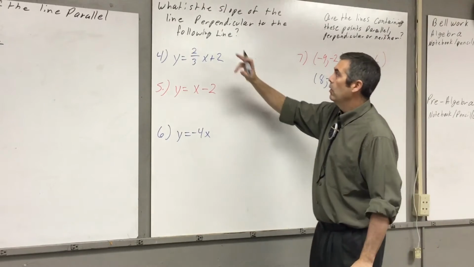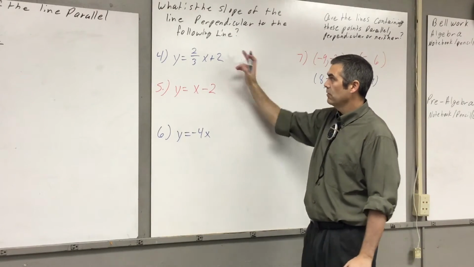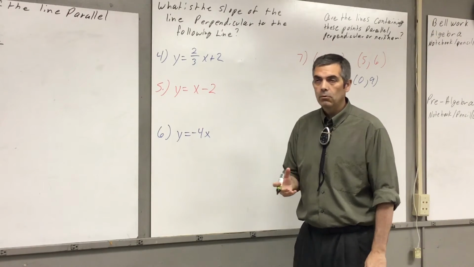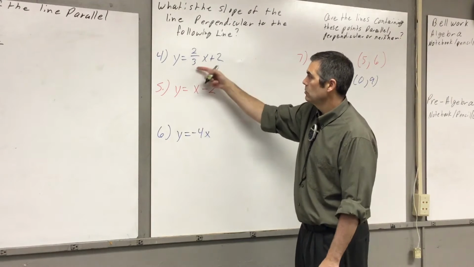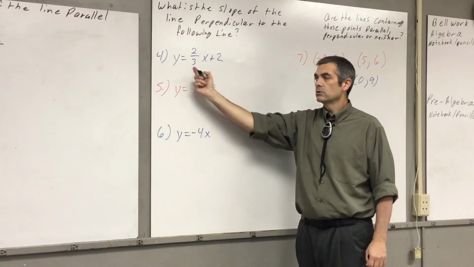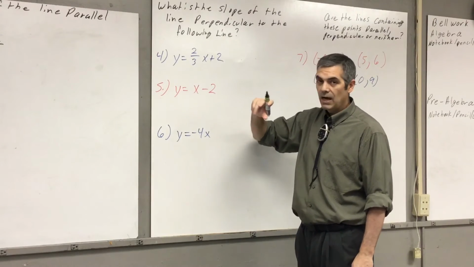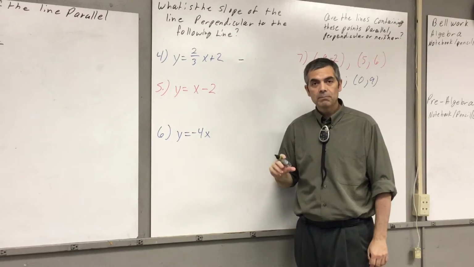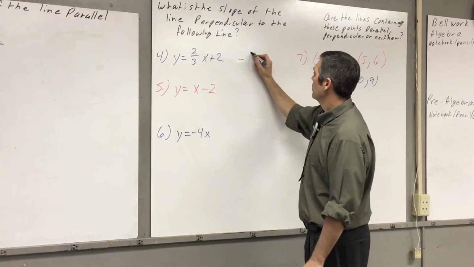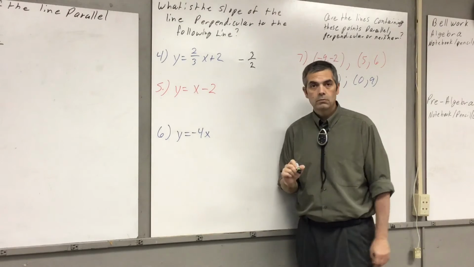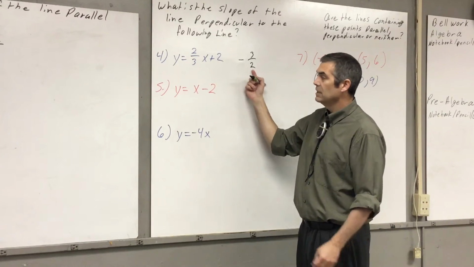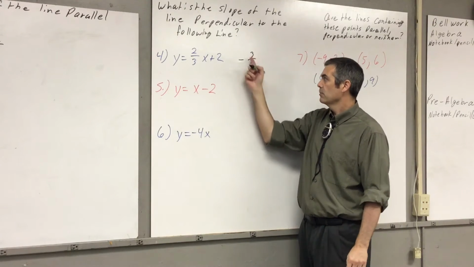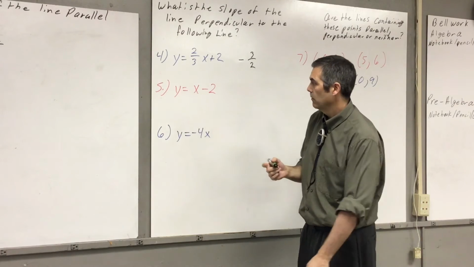Perpendicular. What is the slope of the line perpendicular to the following line? Well, remember, it's the opposite reciprocal. Well, y equals 2/3 x plus 2. Here's our slope. You're going to take the opposite of it, so that's positive, it becomes negative. And you're going to take the reciprocal of it, so you're going to flip it over. 3/2. Any line that is perpendicular to this line is going to have a slope of negative 3/2. That's what you're looking for.